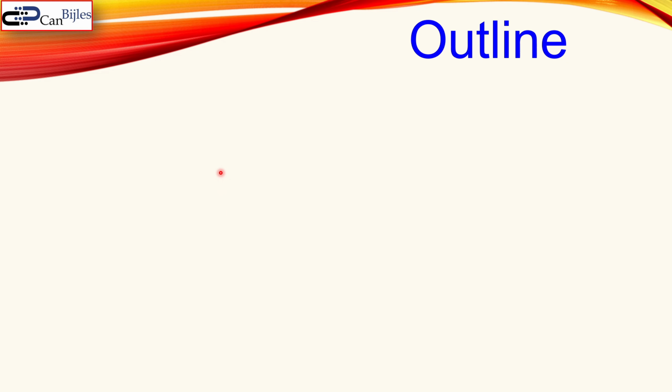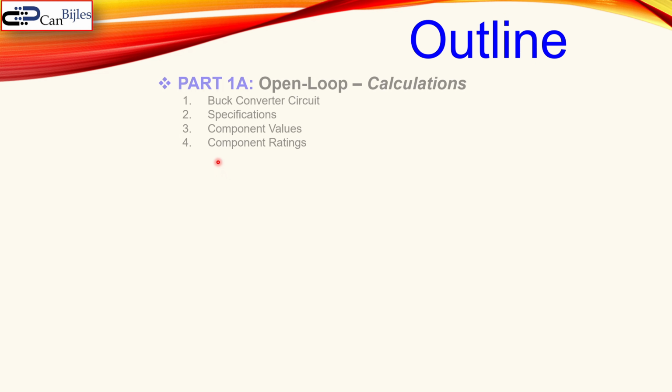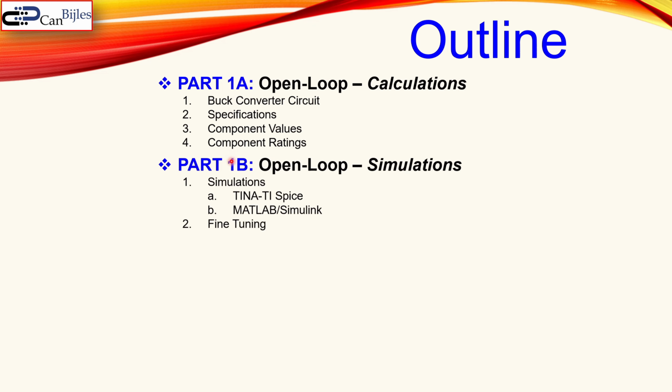The first part of this video will be about the open loop calculations. So we will see how the buck converter circuit works in general. We will see the specifications also, and also the component values, and we will talk about the ratings of our calculated components. In part 1b, we will also see the simulation results. So we will compare it with the calculations. We will do that in Tina TI SPICE and MATLAB Simulink, and we will fine-tune where necessary. And these will be the topics for this video.